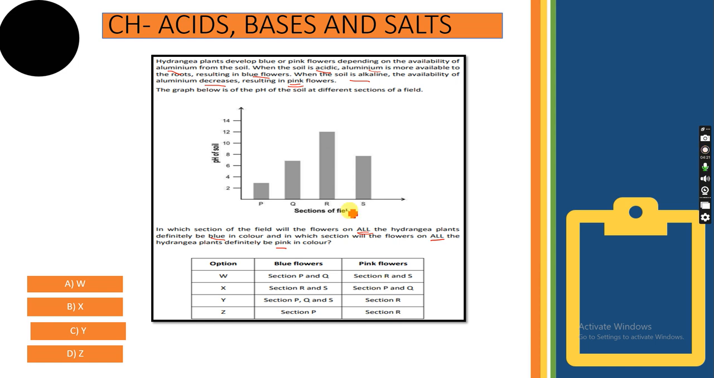Okay, now you see here, now go back to the diagram here. हम लोग को पिंक कलर कब चाहिए, when it is more alkaline, and when it is more acidic, that means we will get blue color.